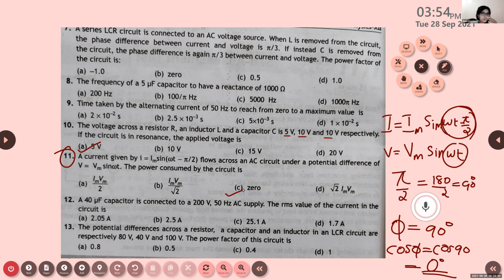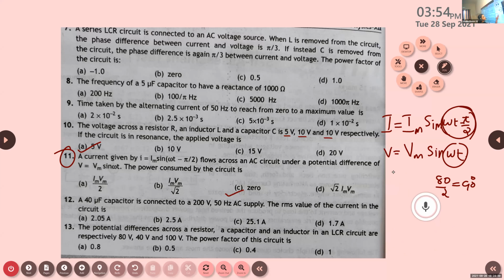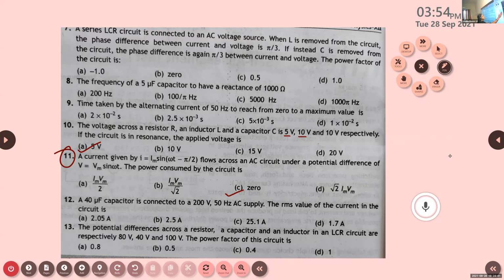Ma'am, why are we doing so many steps? Yeah, we can directly convert. I'm just explaining why it becomes 0 degree. We have studied that the average power in an inductor is 0. Yes, we can do that. I am just explaining this.